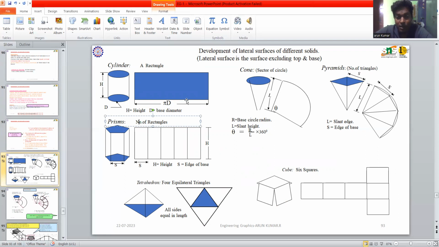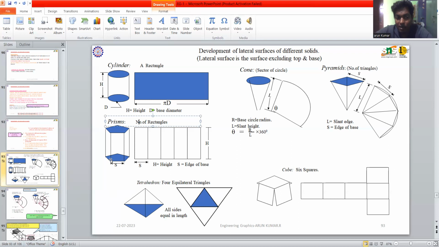So what is the meaning? A rectangle is in the prism category of problems, like the pentagonal prism, hexagonal prism, triangular prism. The prism categories look like rectangular forms. What about a pyramid? The pyramid development looks like a curved shape, for example a cone. So the prisms have their faces in the form of rectangles.